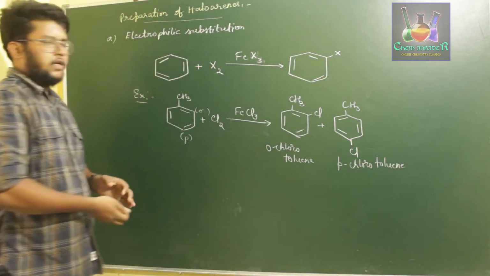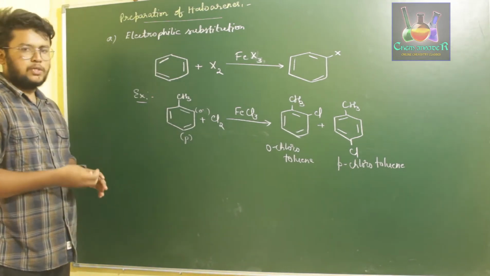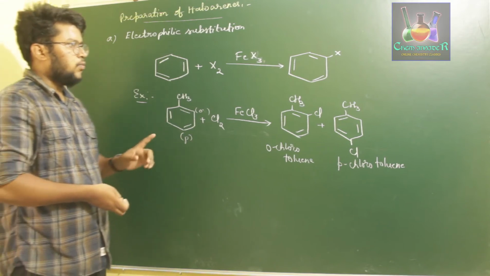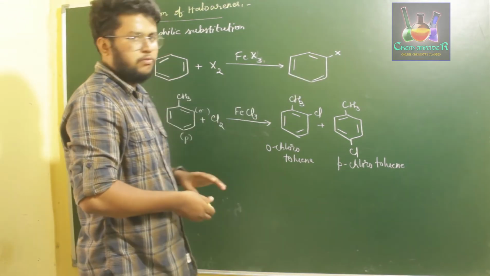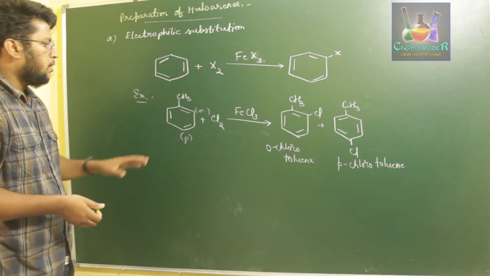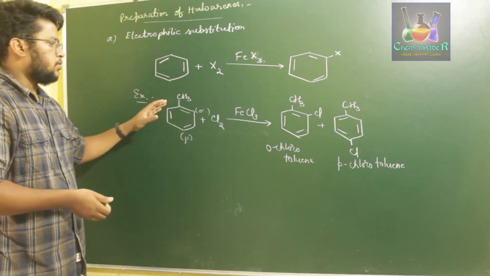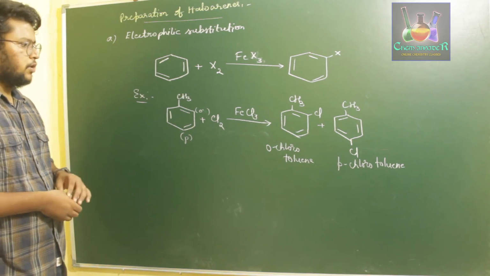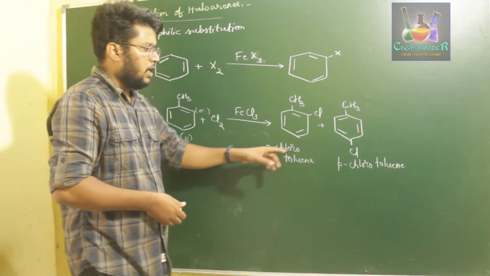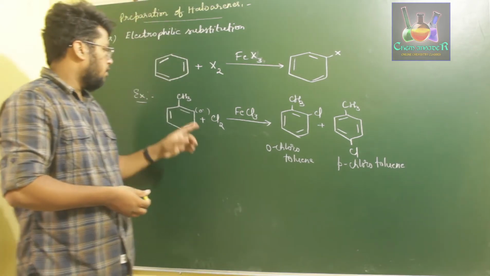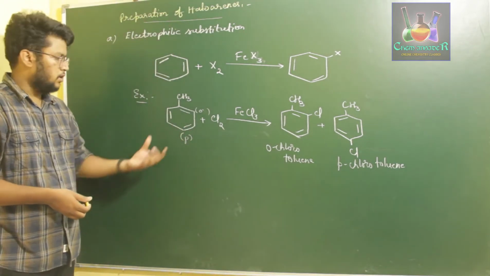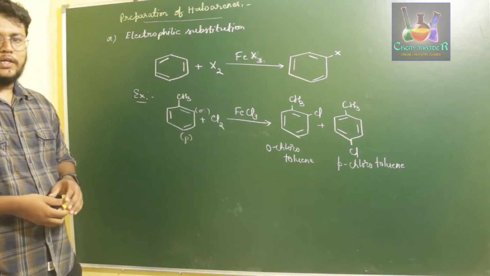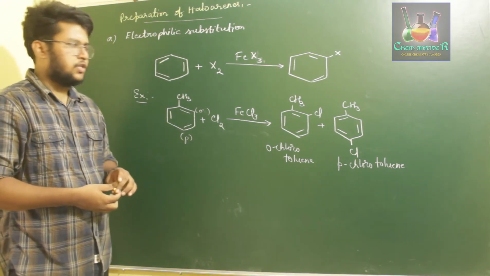So if you treat a benzene ring with no substitution along with halogen in the presence of a halogen carrier, we get one type of product where one halogen is attached. If you treat an aryl group which already has a substituent, then we get a mixture of two products, orthochlorotoluene and parachlorotoluene, where we have a CH3 group already attached to the benzene ring. So this is about the preparation of haloarenes from electrophilic substitution reactions.